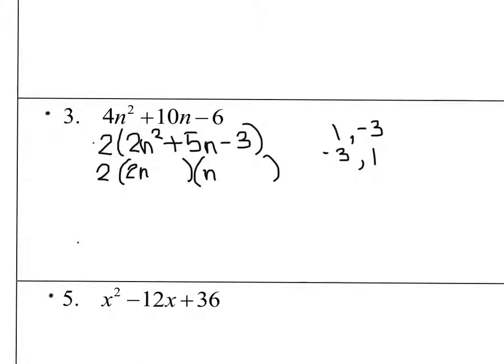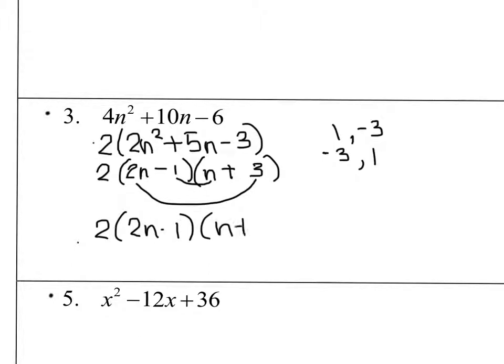But we have to be careful on their placement because the leading coefficient is 2. If I place the 3 here, we notice that the product of the outside terms is 6n. And the 1 here, that would be a 1n. So we see here 6n minus 1n would give us 5n, which is exactly what we want. So the factored form would be 2 times the quantity 2n minus 1 times the quantity n plus 3.